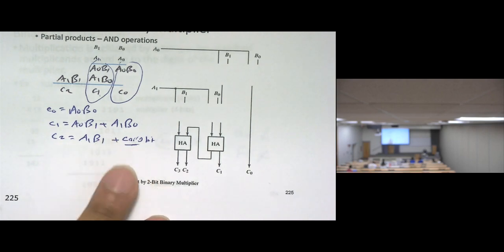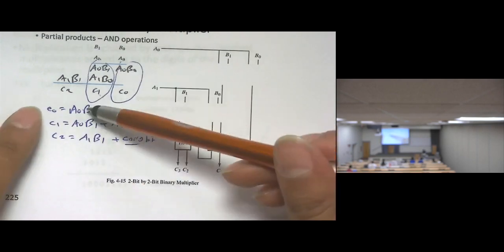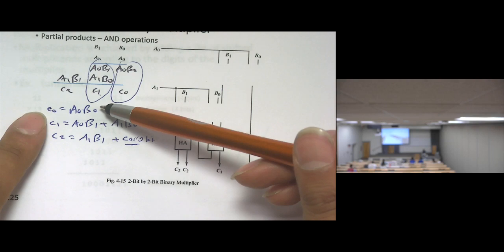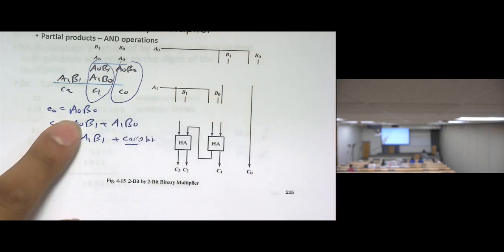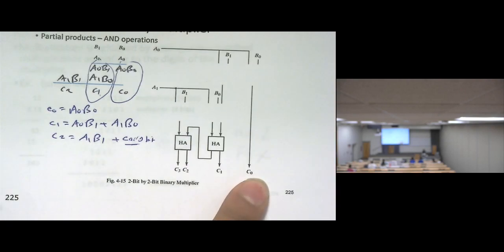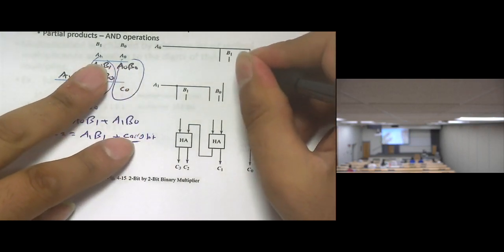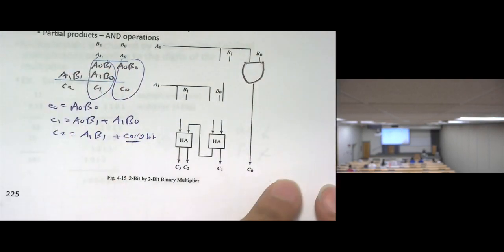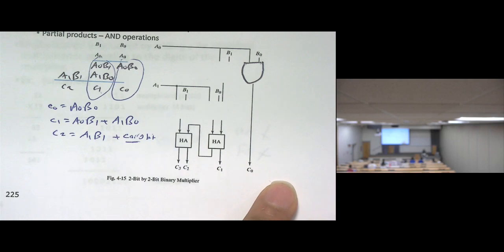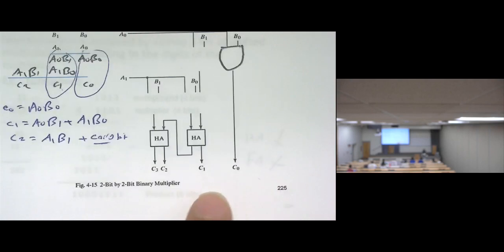So in this case, we realize that C0 we can find easily, right? Which is A0 times B0. So this is C0. It's going to be A0 times B0. Here is A0, here is B0. Then add an AND gate. Is this clear? How about C1?